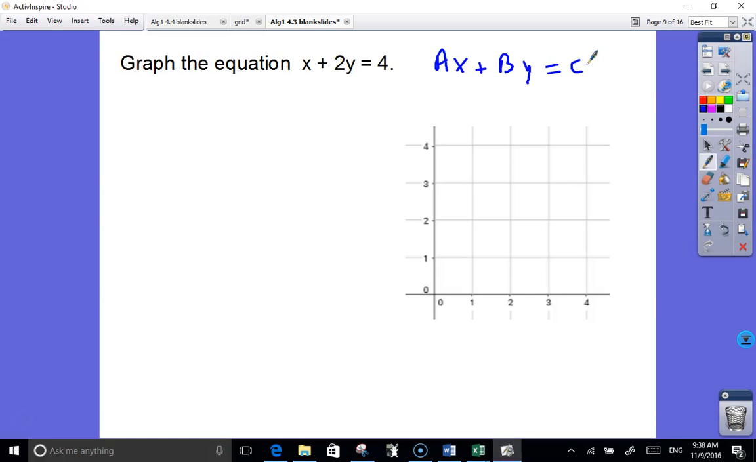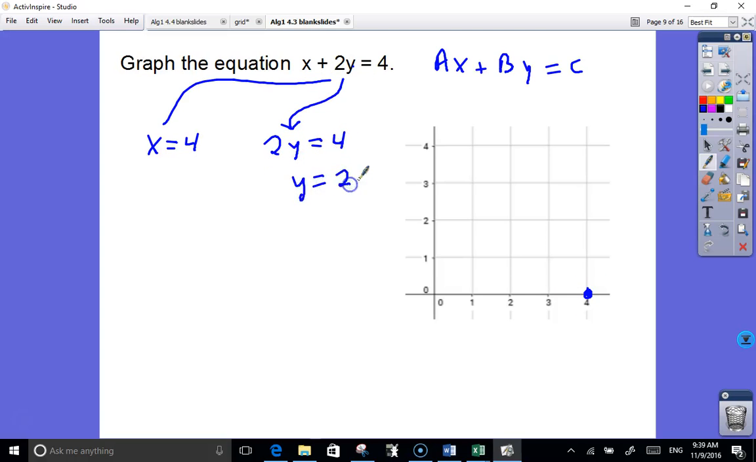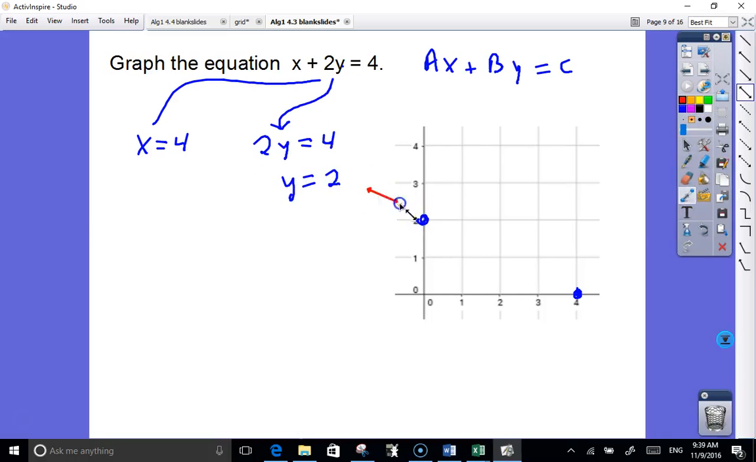So, for example, what would the x-intercept of this one be? 4. Yeah, if you substitute y equals 0, you just get x equals 4. So that's the x-intercept. It goes right there. What will the y-intercept be? 2. If you substitute x equals 0, you get 2y equals 4, so y equals 2. So there's that. And now you connect them with a straight line. Something like that.